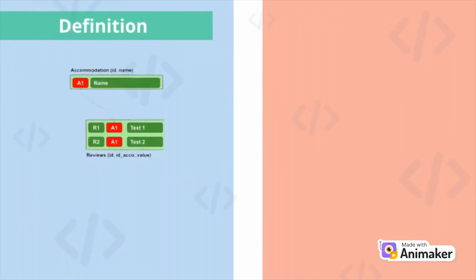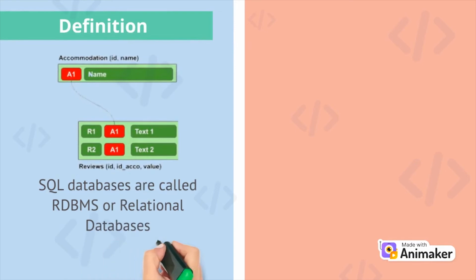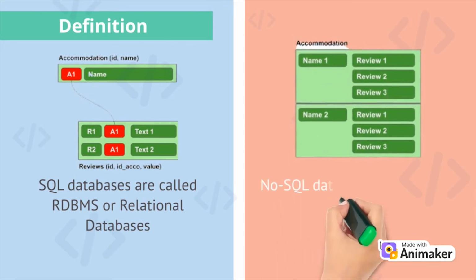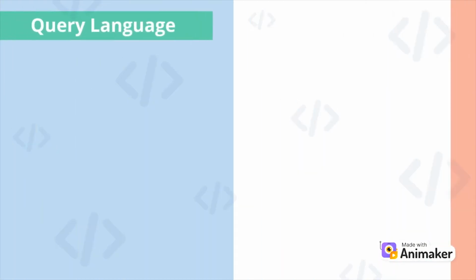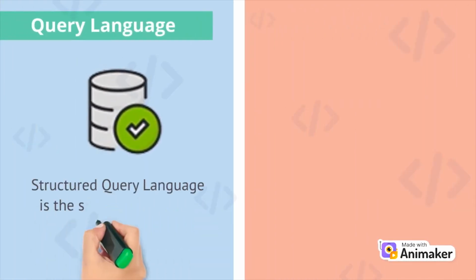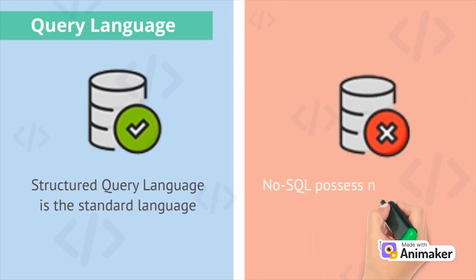The first point we will consider is definition. SQL databases are primarily called RDBMS or relational databases. NoSQL databases are primarily called non-relational or distributed databases. Next point is query language. SQL stands for Structured Query Language, and this is the standard language when we talk about SQL. But when we talk about NoSQL, NoSQL databases have no declarative query language to work with.